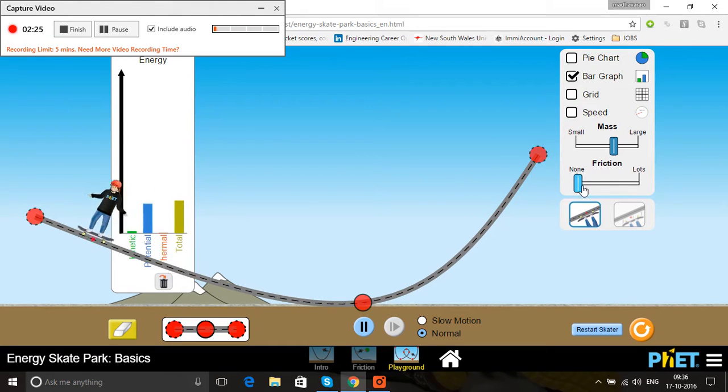Now, if we increase friction, you can see he's slowing down. I am increasing the friction here, and he's slowing down dramatically. Now all the kinetic energy is gone, and all the potential energy is also gone. Only thermal energy remains. That means he lost all his potential and kinetic energy, and everything is converted into heat.